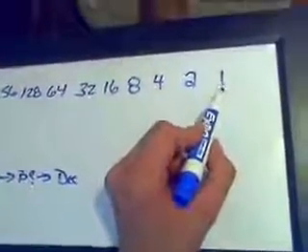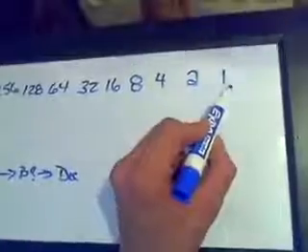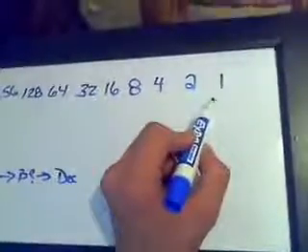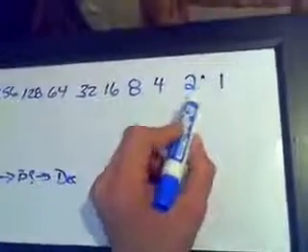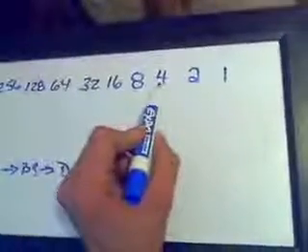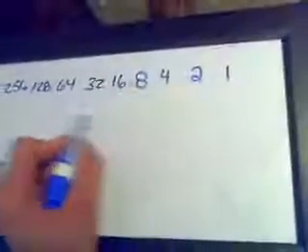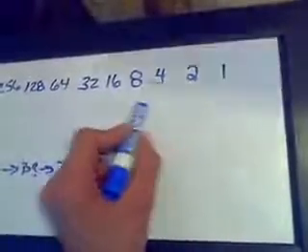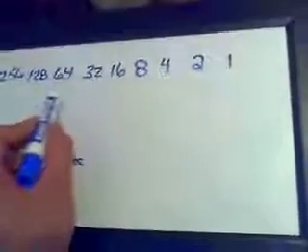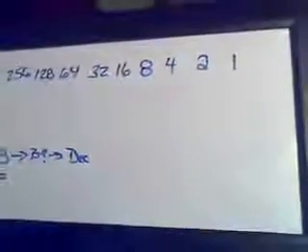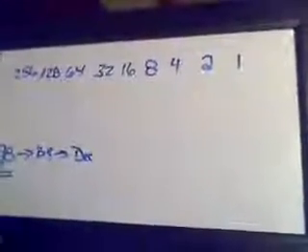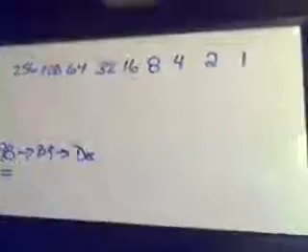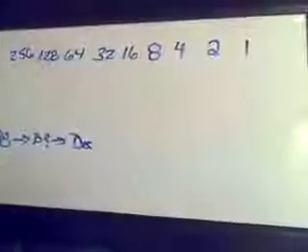Anyway, how I got these numbers, if you can recall back to the beginning of the video, 2 to the 0 is 1, 2 to the 1 is 2, 2 to the 2 is 4, 2 to the 3 is 8, and so on and so forth. So this is 2 to the 0, 2 to the 1, 2 to the 2, 2 to the 3, 2 to the 4, 2 to the 5, 2 to the 6, 2 to the 7, 2 to the 8. Anyway, so to convert 98 into binary, all you have to do is look at the numbers.